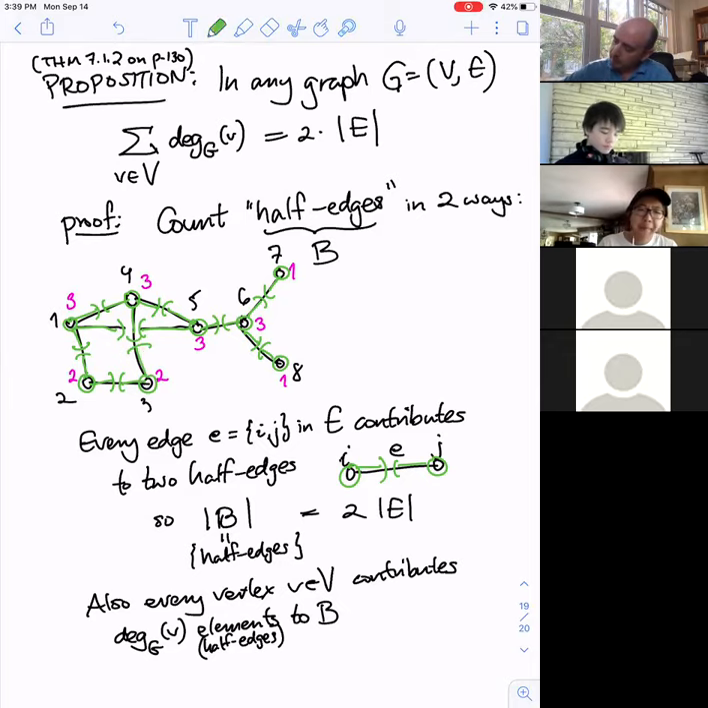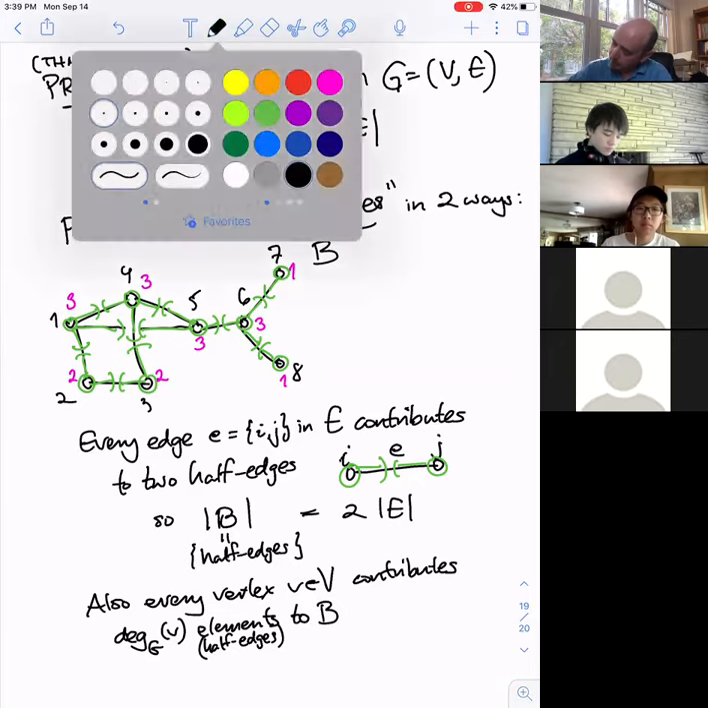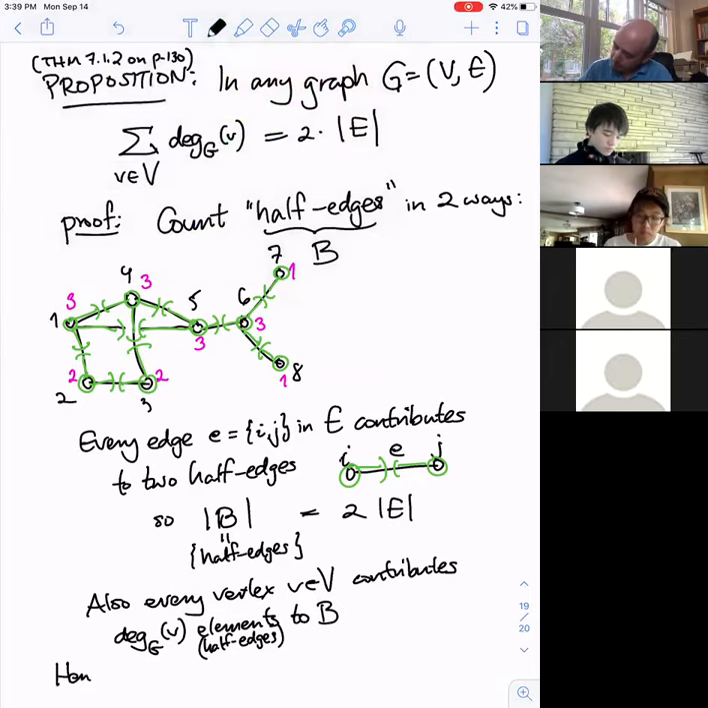And so the conclusion is, where are we? If I want to count up B, I could think of summing over all the vertices, and summing up how many half edges that vertex contributed. How many emanate from vertex V, little v? Okay.